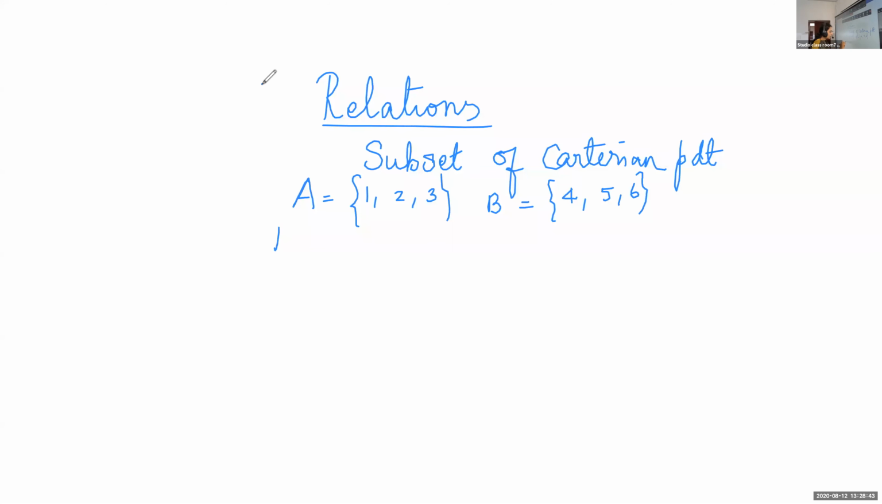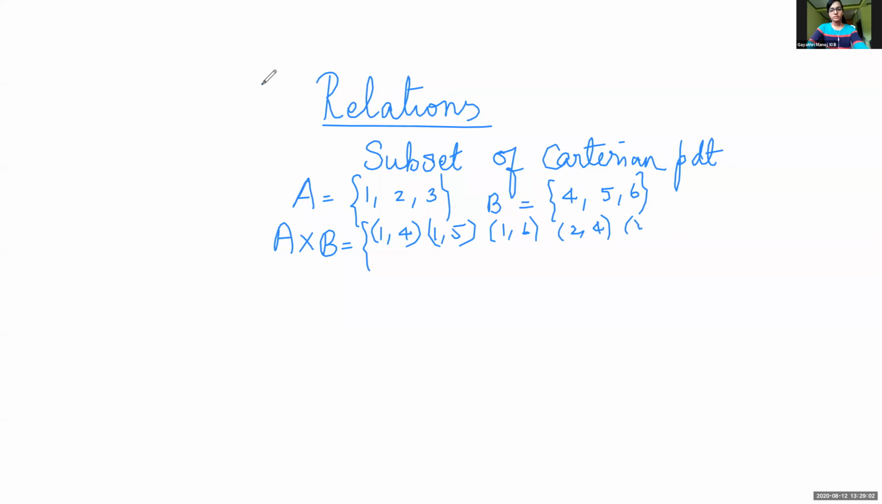So can you give the Cartesian product here? What will be A cross B? In A cross B, which all the elements you will have? 1, 4. 1, 5. 1, 6. 2, 4. 2, 5. 2, 6. 3, 4. 3, 5. And 3, 6. So these are the elements in A cross B.